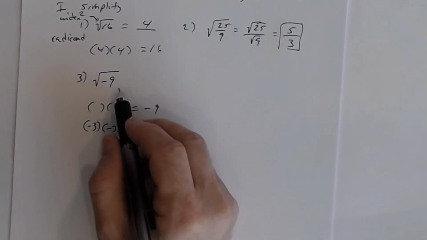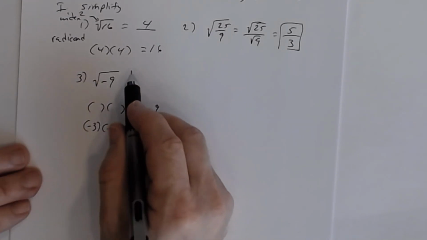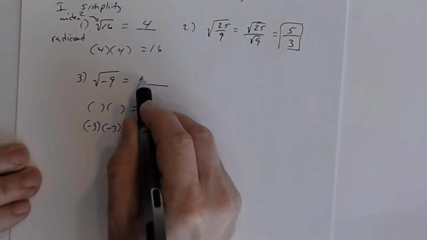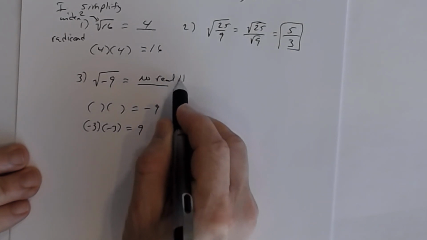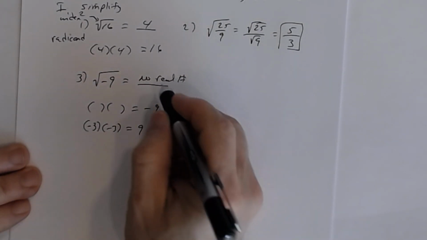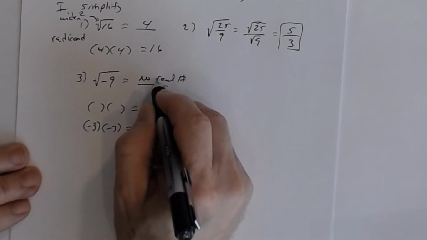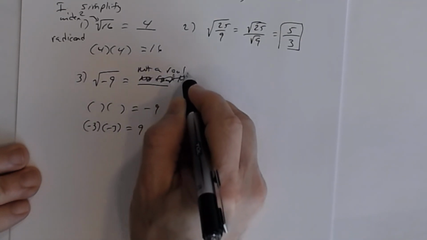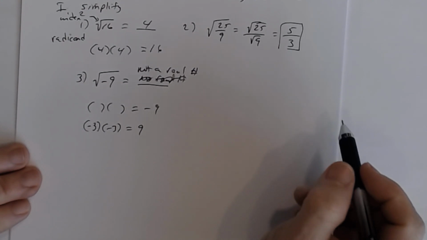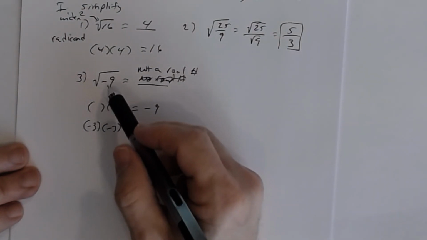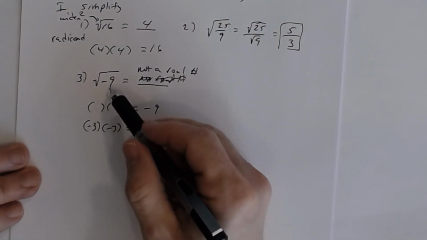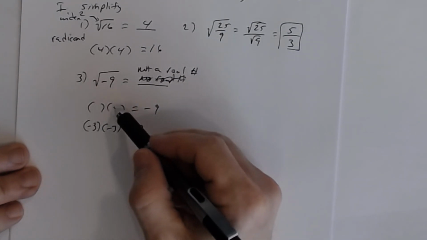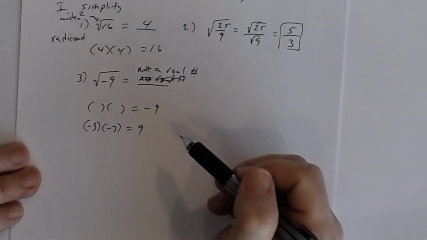So for right now, you're going to say not a real number. You cannot take the square root of a negative number because the radicand's negative. There is no number times itself that's ever going to be negative.